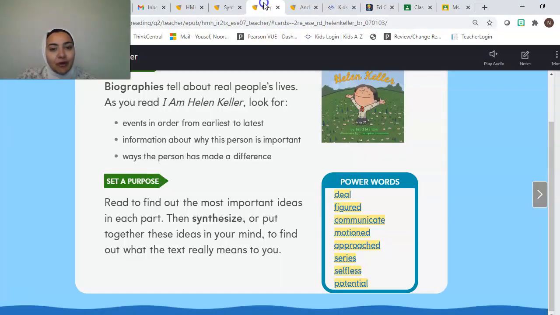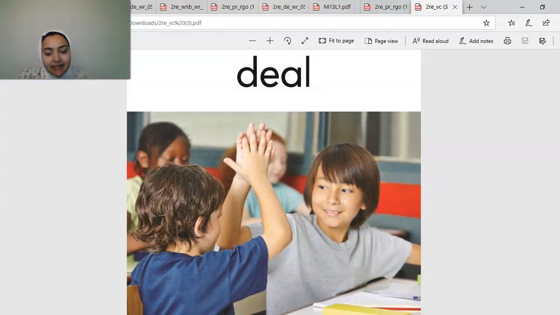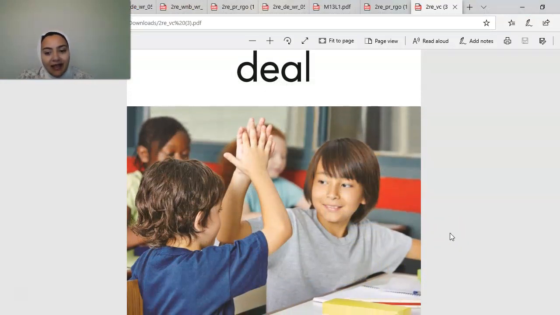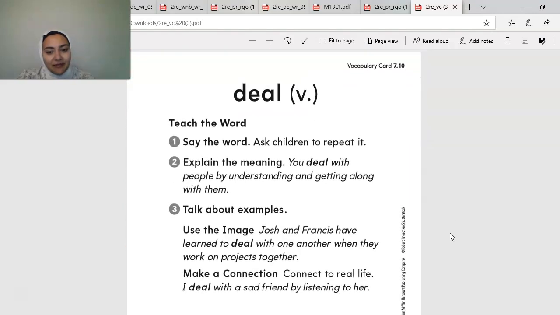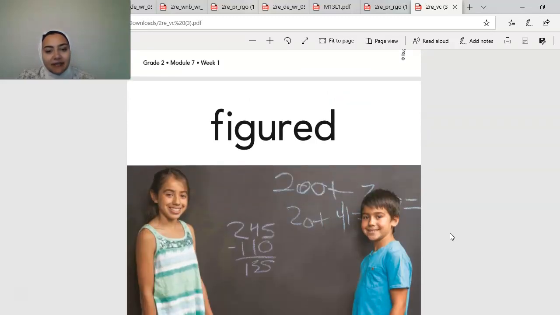Okay, before we get started with reading, let's go over some important power vocabulary words. So deal, we talked about deal the other day. Deal is when two people can get along or come up with an agreement on something, right? So if they get along or they're agreeing on something, they've made a deal.